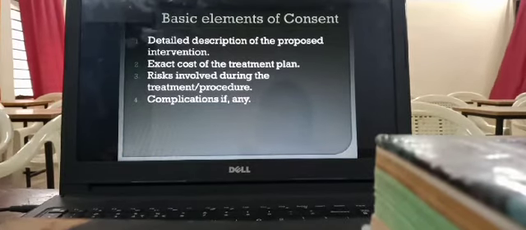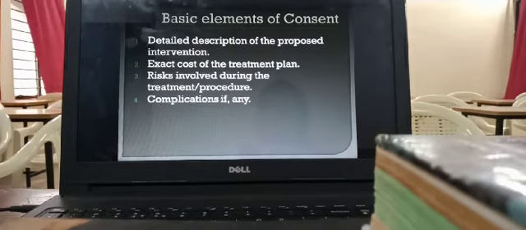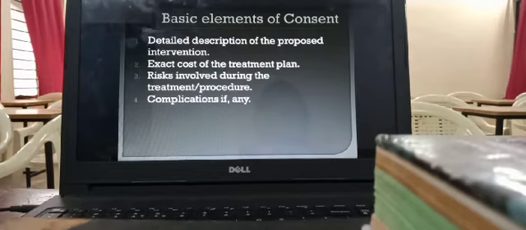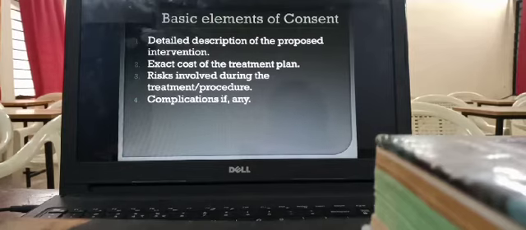Next, what are the basic elements of consent? What do we need to explain to the patients before obtaining a consent? Firstly, a detailed description of the proposed intervention. So what is the proposed plan, what they are going to do from the beginning till the end, that is from the diagnosis.